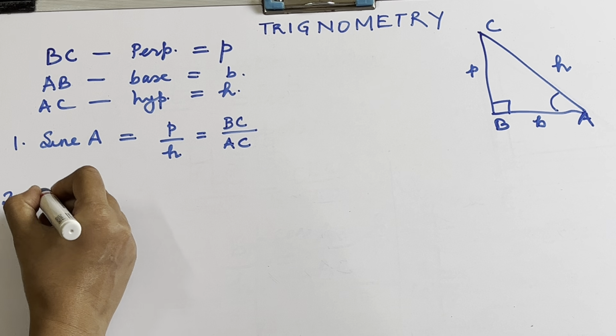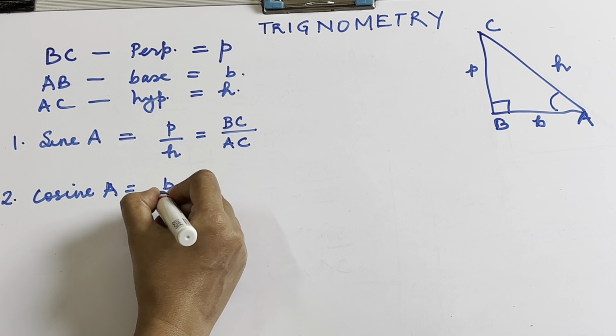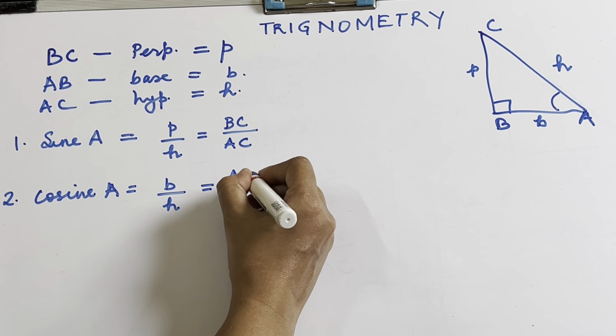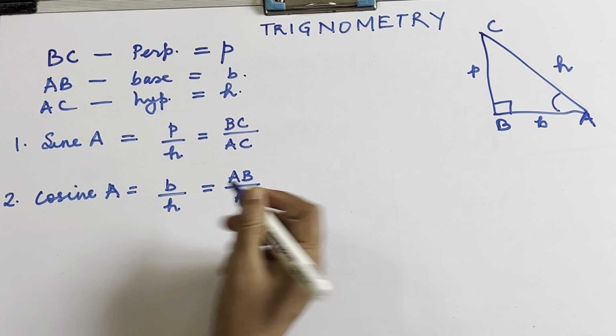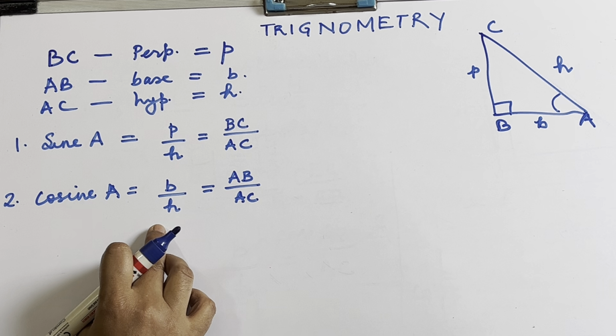The second trigonometric ratio is cosine A, which is given as base upon hypotenuse. In terms of sides, it is AB upon AC. Cosine A is our second ratio, base upon hypotenuse.